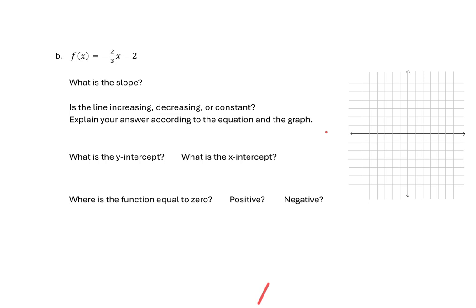All right, let's look at our second example of a linear function. Okay, so for the first couple questions, we're still going to be asked the same couple things. We want to know what is the slope, and so remember that our slope is the number in front of the x, and so for this one, we have a slope of negative 2/3.